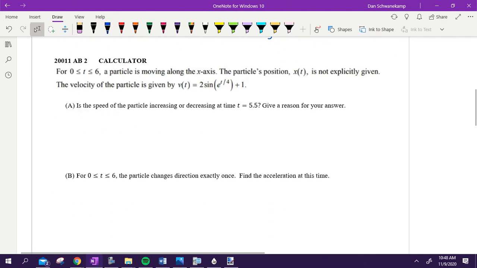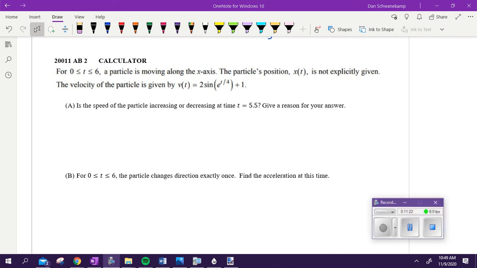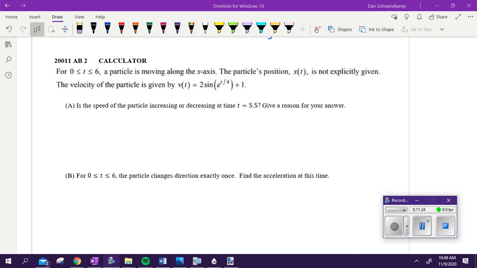Let's try it again. So 2011 question. Pretty similar in what you're asking. Answer both A and B there. Talk with your neighbor. Spend a couple minutes and figure that out. Go.